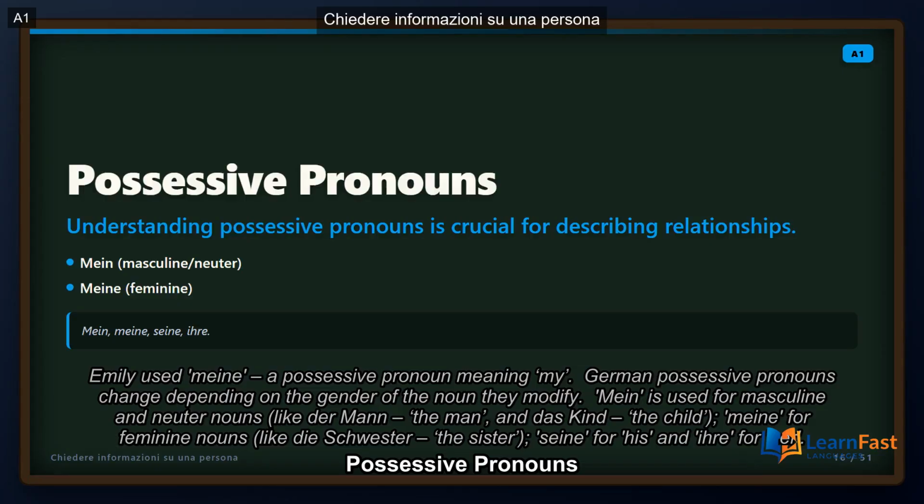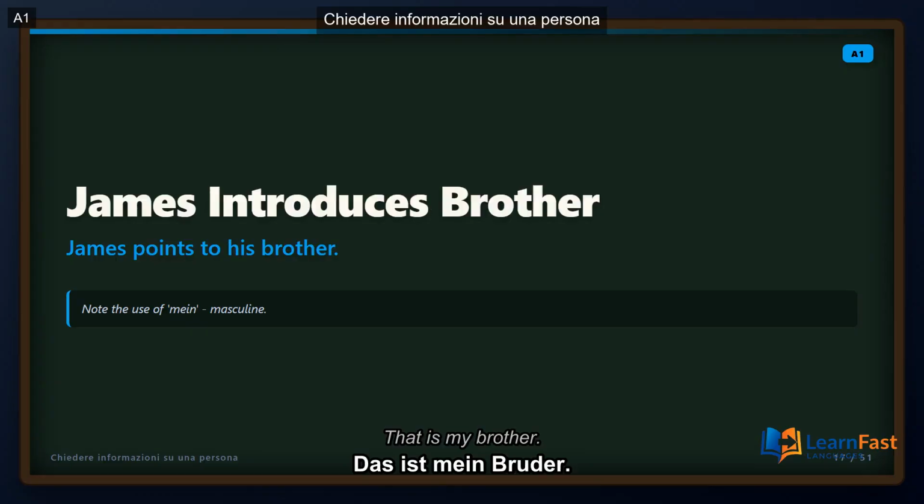Mein is used for masculine and neuter nouns like der Mann, the man, and das Kind, the child. Meine is for feminine nouns like die Schwester, the sister. Sein is for his and ihr for her. Das ist mein Bruder.